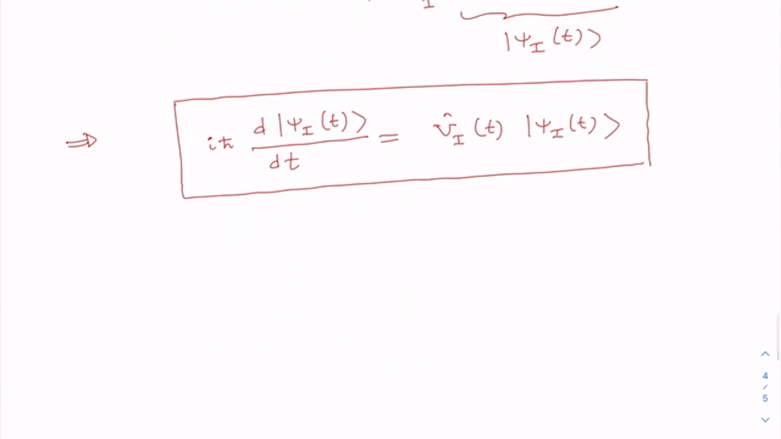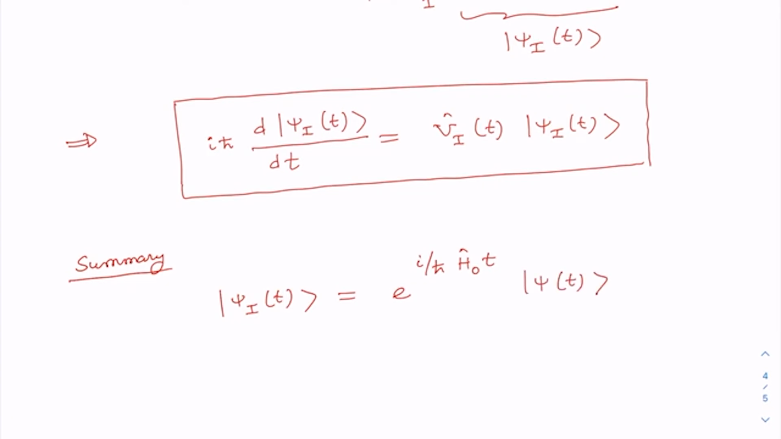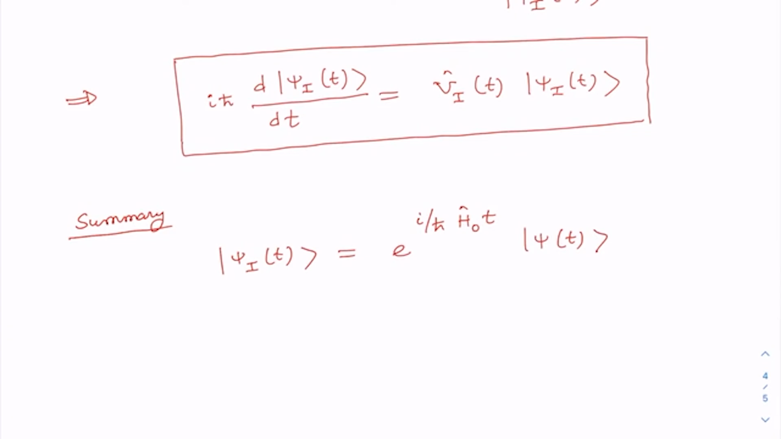So to summarize, in the interaction picture the state vector is denoted as ψ_I(t) = e^{(i/ħ)H0 t} ψ(t), and the operator describing the interaction is given by V_I(t) = e^{(i/ħ)H0 t} V e^{-(i/ħ)H0 t}.